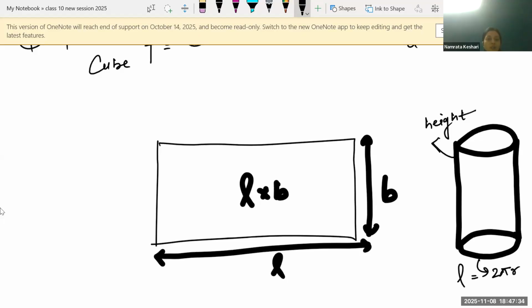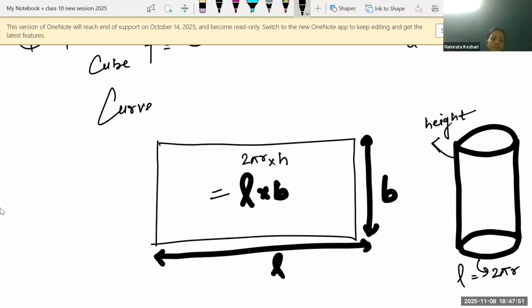Now the area, length into breadth, which you called just now, that L became 2 pi r, and breadth is nothing but the height. Hence, for the cylinder, we say the curved surface area, just the curved surface area, is 2 pi RH. Yes or no? Yes.